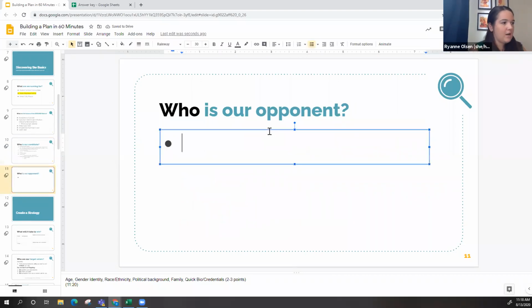Cool. So let's talk about our opponent. So we've talked about this being an open seat, right? And I think we said this is a more traditionally conservative district. So I think it would make sense if we're working with a general election rather than a primary, if that's okay for folks. So who is our Republican opponent in this general election? Let's talk about them.